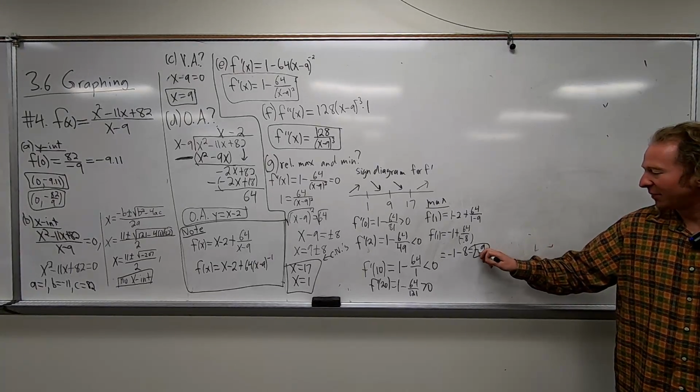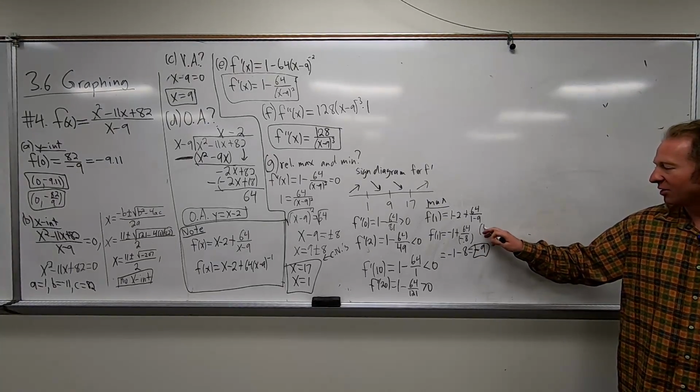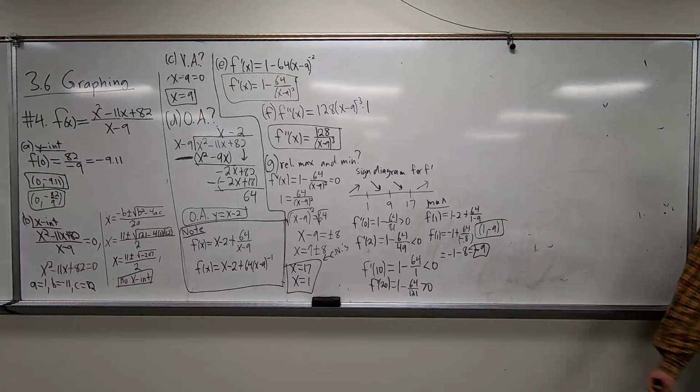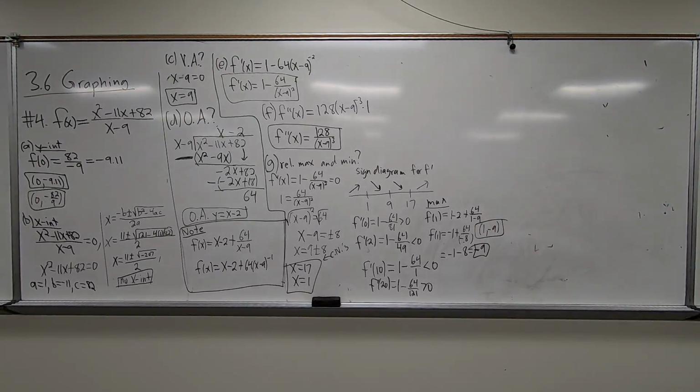So that's the max. You can write it as an ordered pair. As an ordered pair, the max would occur here. That's where the maximum occurs. That's what the homework wants. It wants the ordered pair.